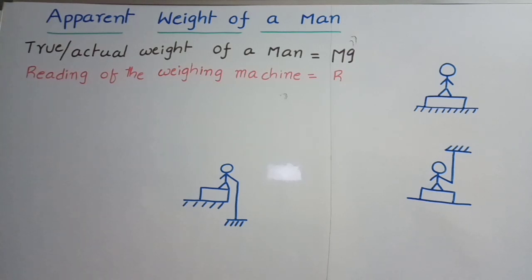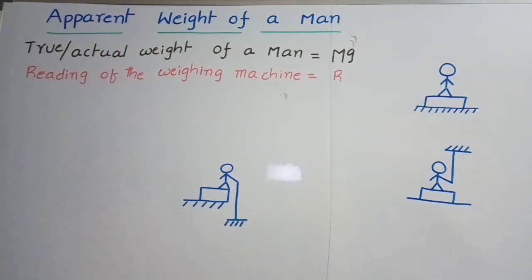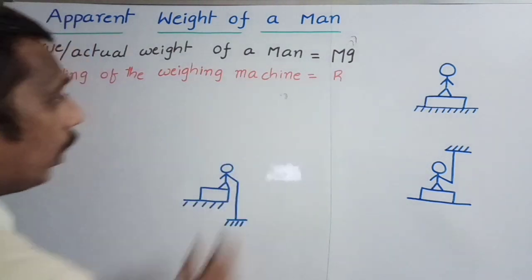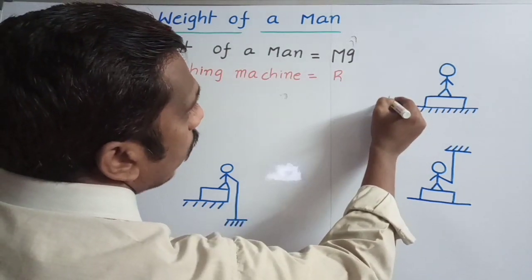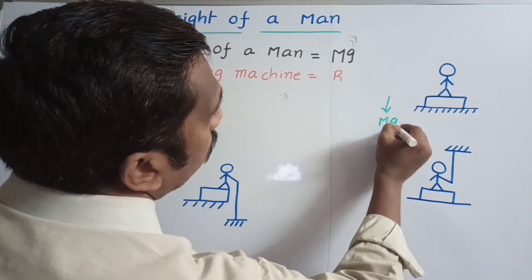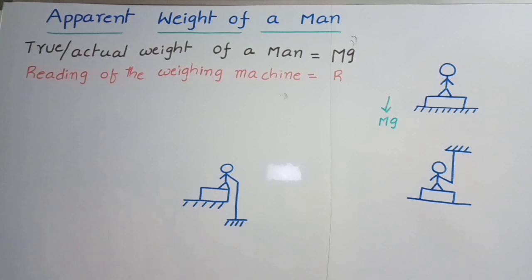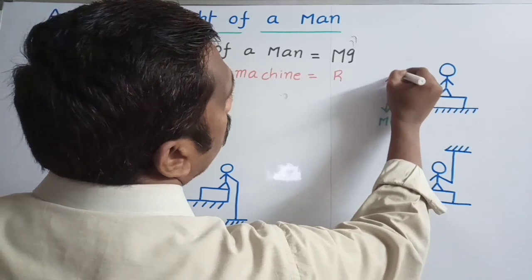In the first situation, a man is standing on a weighing machine. Generally, we measure our weight by using weighing machines. Same here, the person is standing on the weighing machine. In this case, how many forces are acting on the man? Really two forces are acting. One is his weight, equal to mg, and the second one is the reaction exerted by the machine, acting in an upward direction. Only these two forces are acting.